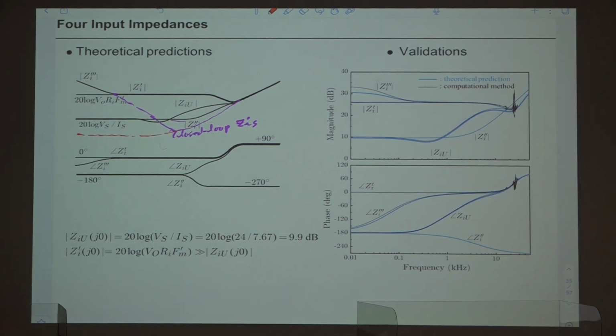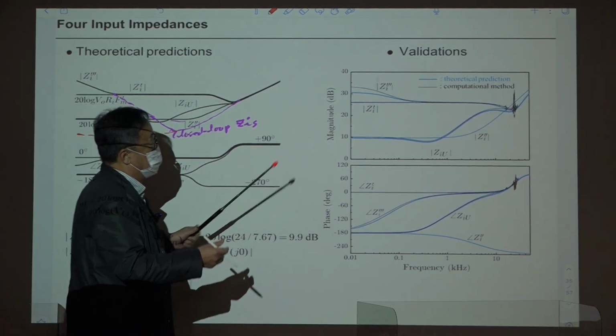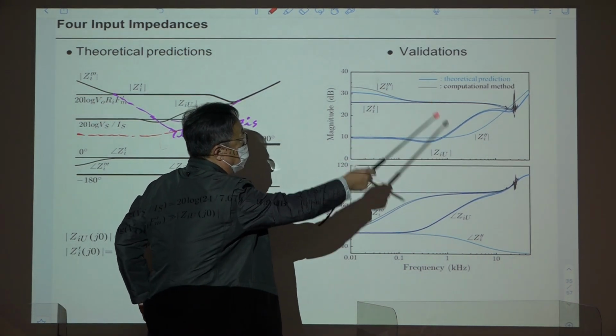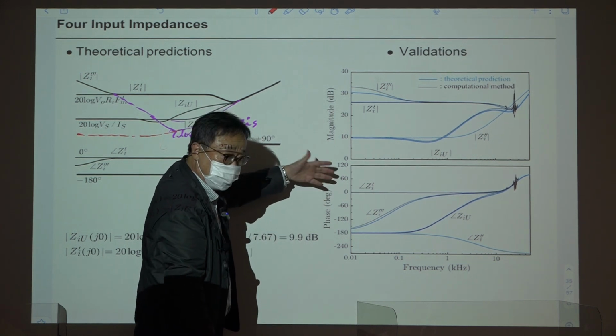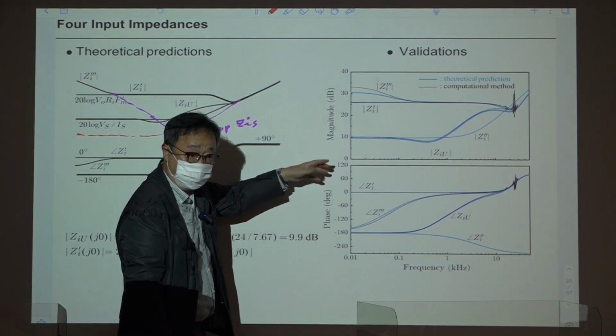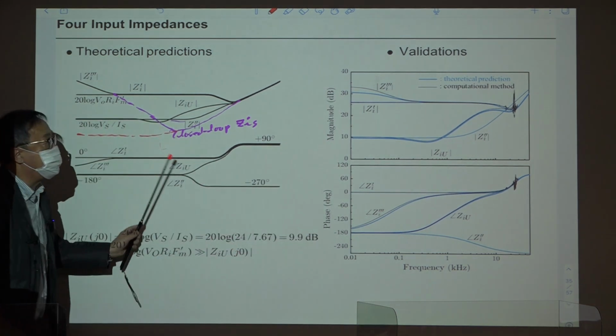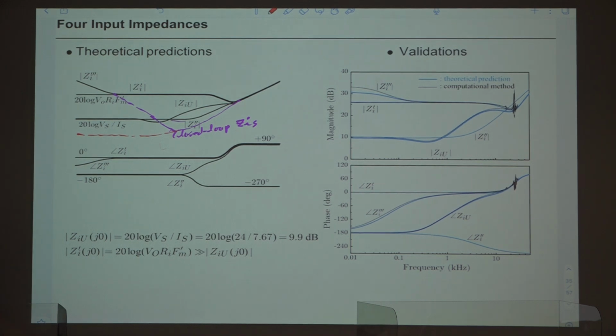Okay, so this is the theoretical prediction. The blue one is the analytical prediction, and the black ones are the computational method, so they are very close, right? So this result is very accurate, and this is the result of one of my papers. In that paper, I analyzed everything for input impedances for 3 PWM converters with 2 different control schemes. So it is 2 times 2 times 3, 12 different input impedances. That was quite a job, a very tedious job.